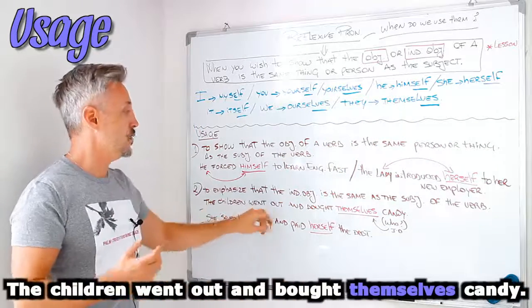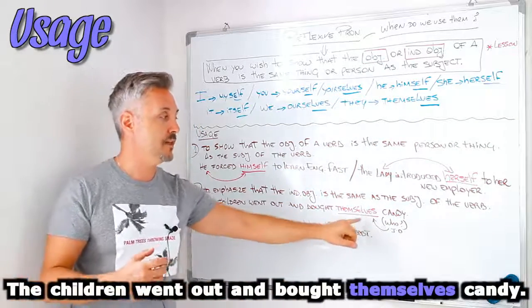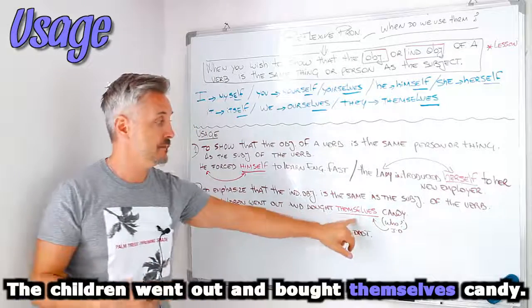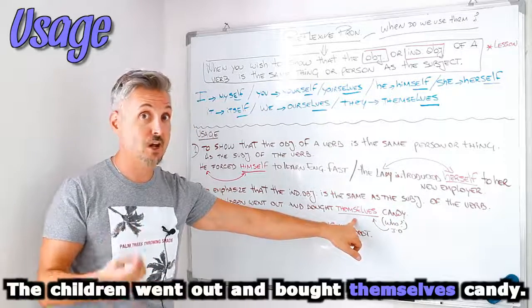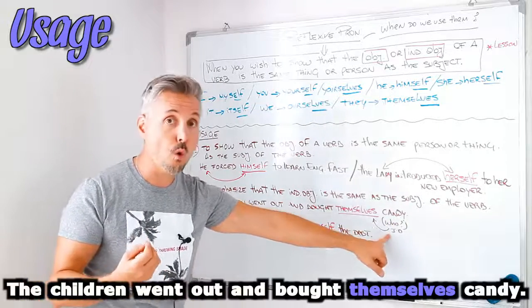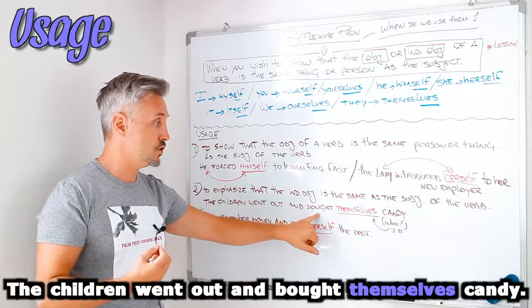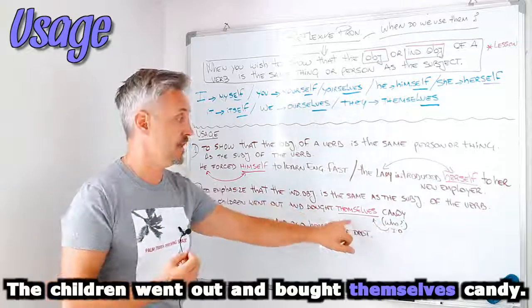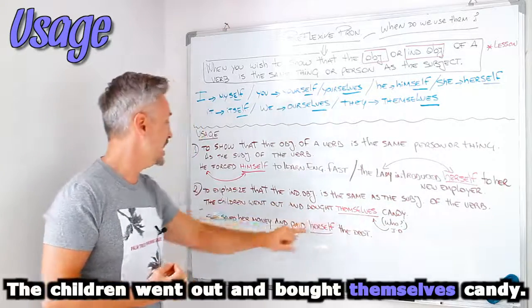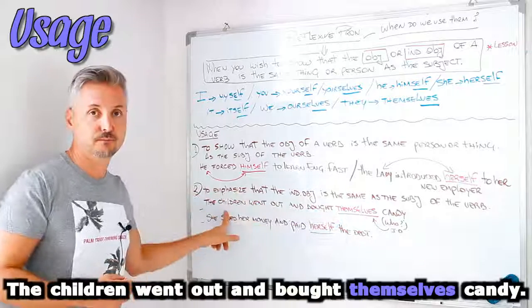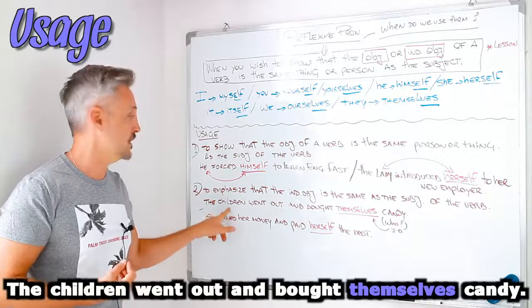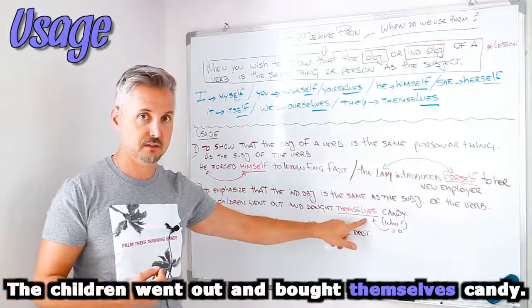The children went out and bought themselves candy. Themselves here is the indirect object because I ask who bought candy. Themselves. So themselves is who? The children, the subject. The children, themselves.